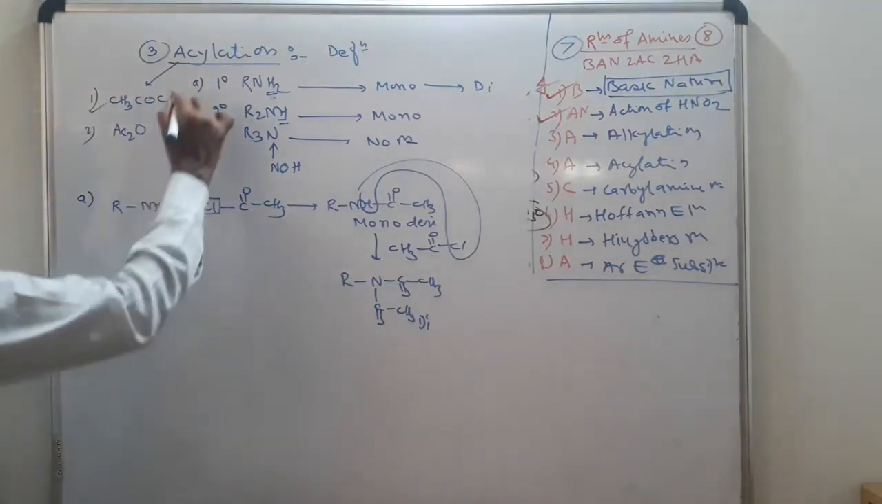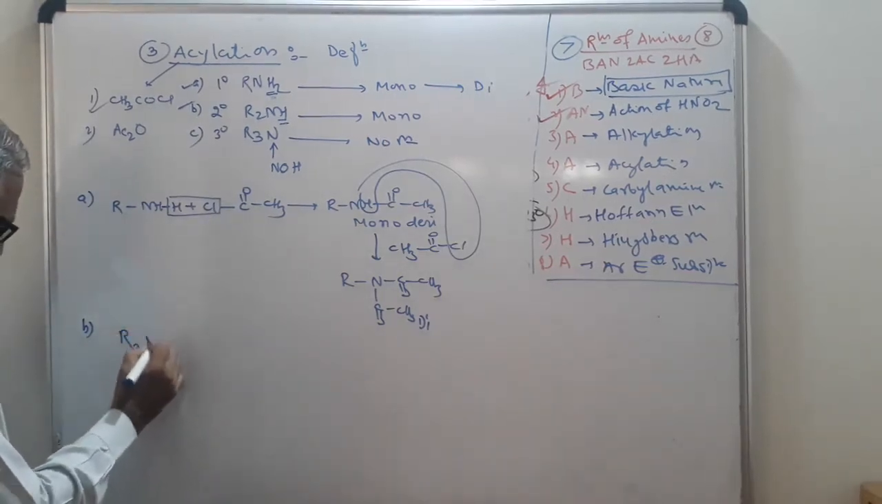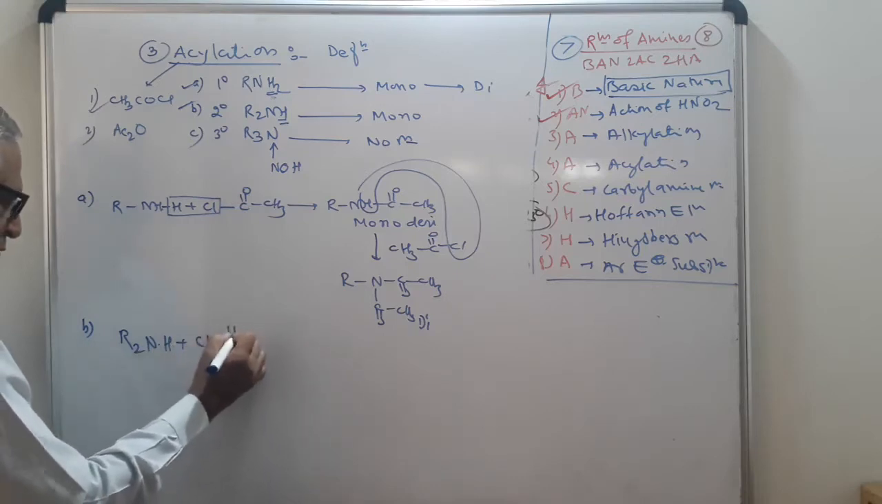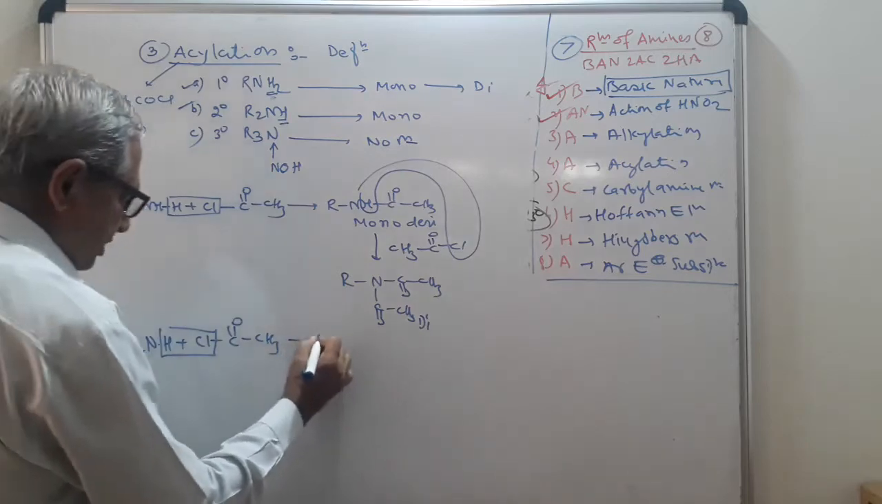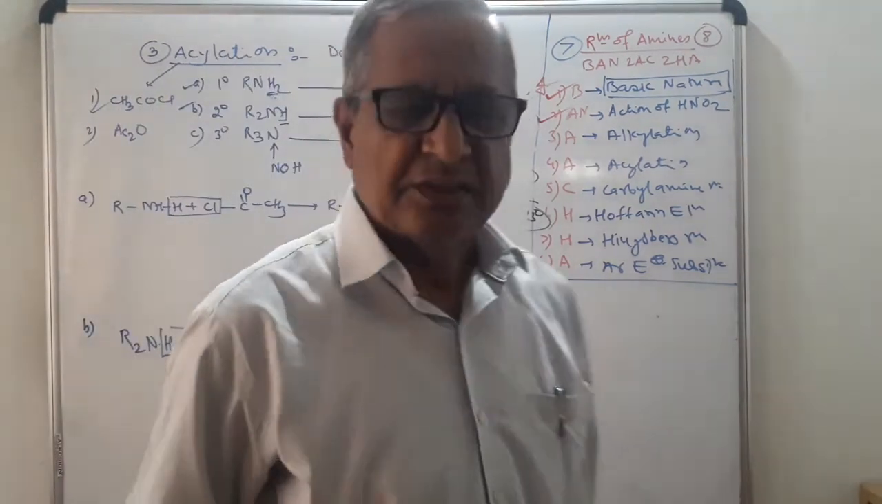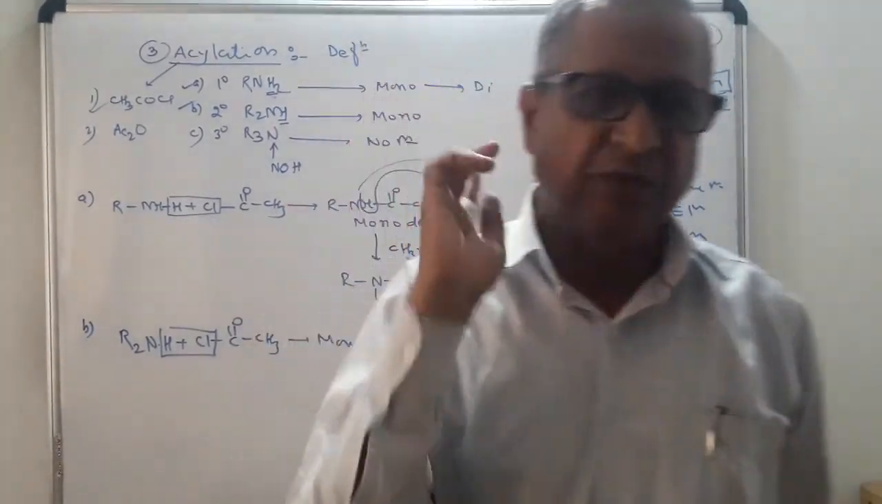Now I will explain the B point. Secondary amine has the formula R2NH. When you use here ClCOCH3, you can easily remove your HCl. You will get here the monoacetyl derivative. A diacetyl derivative is never possible in the secondary amine because it contains only one hydrogen.